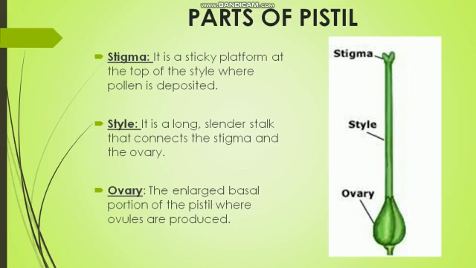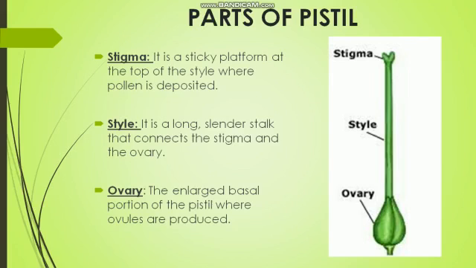As the stigma has the sticky platform, whenever there are pollen grains flying in the air, which we cannot see with our naked eyes, they come in contact with this sticky platform of stigma and get stuck here, and a new flower is produced.